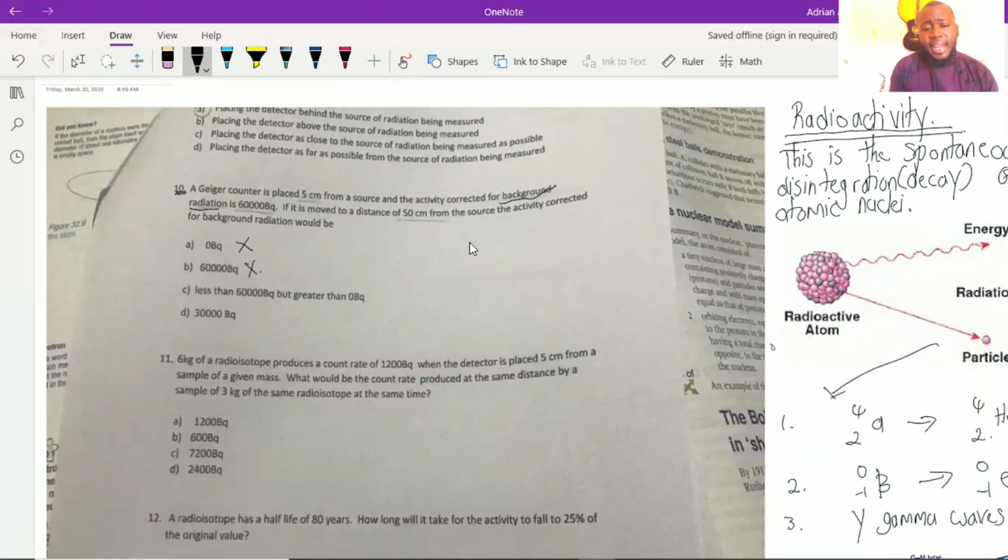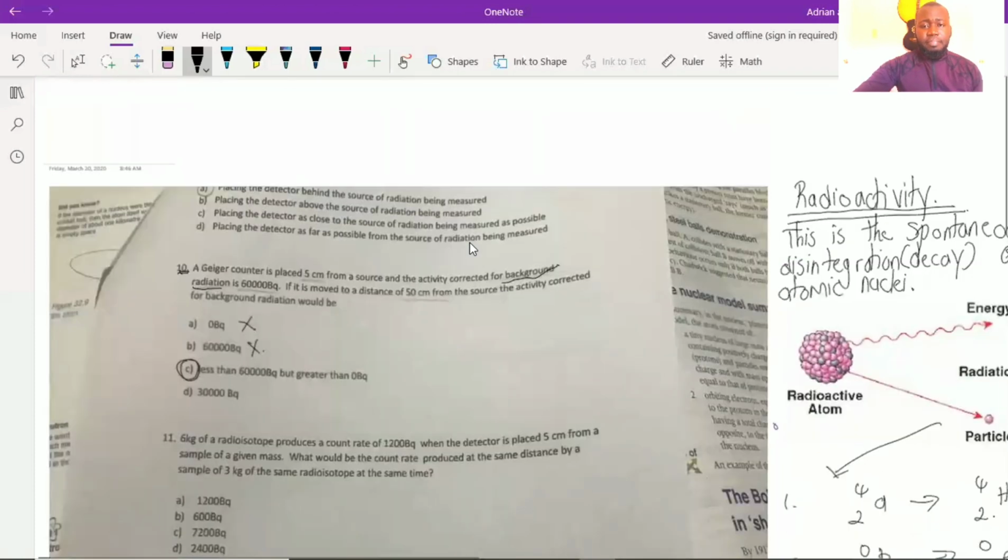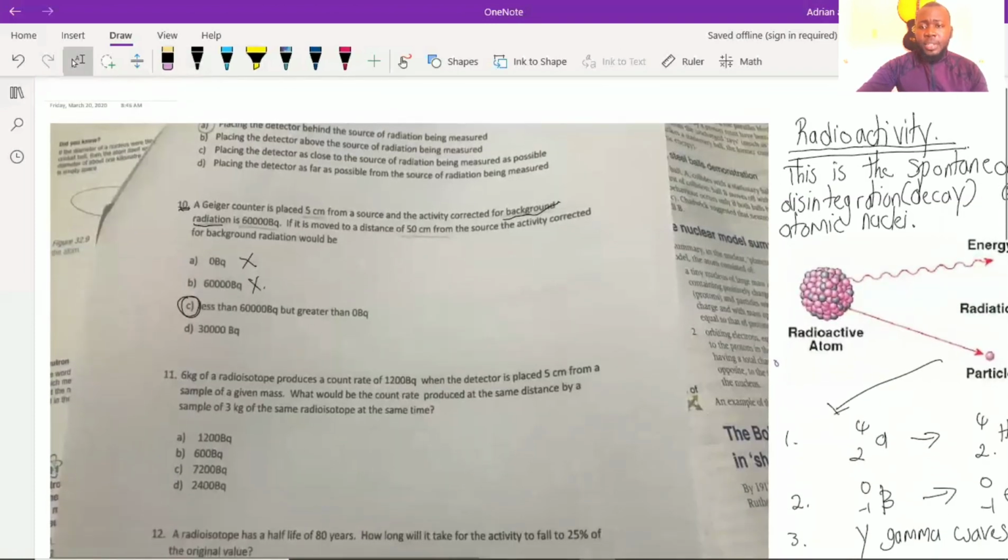And the next one says less than 60,000 becquerel, but greater than 0. And this makes sense. It is going to be less than 60,000 as you move further away, but not quite 0 at the 50 centimeter mark. So we know that this fits. We just need to look at D to make sure that it's not the correct answer. And D says 30,000 becquerel. That's a half of this. Too specific and not correct. So the answer is C. Let's move on to the next question.